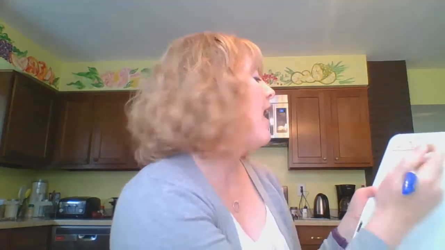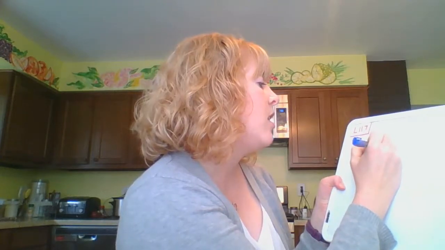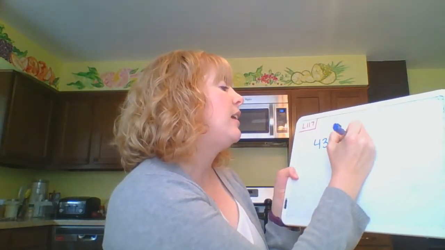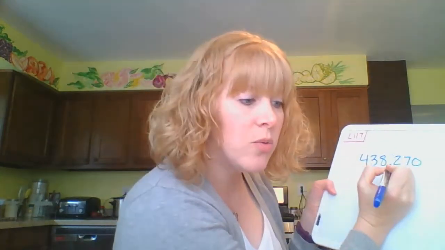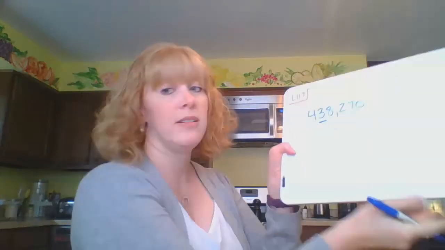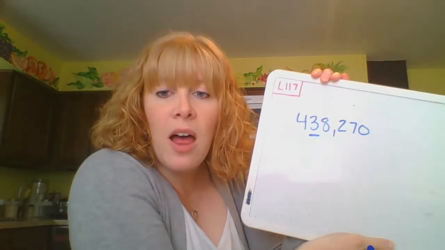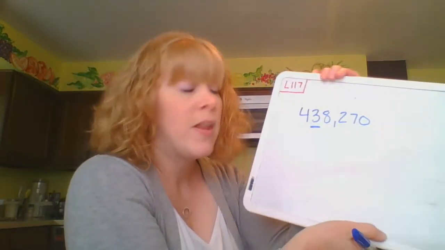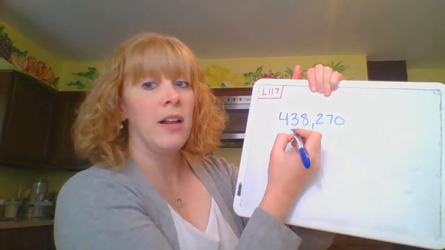So let's say that I have 438,270, and I want to round to the nearest 10,000. So I'm going to underline the 3 because that is in my 10,000s place. Now I'm going to look. I'm not going to look at that 3.